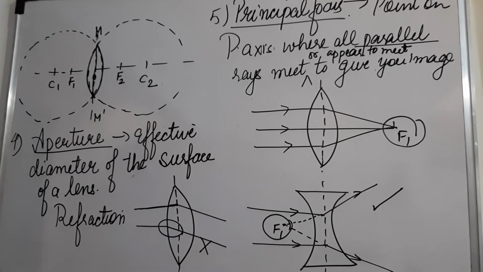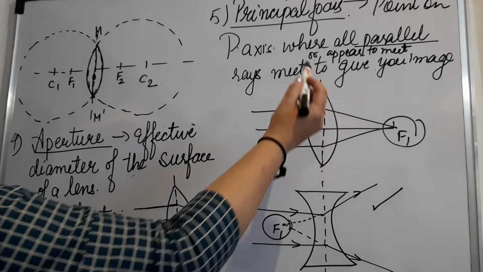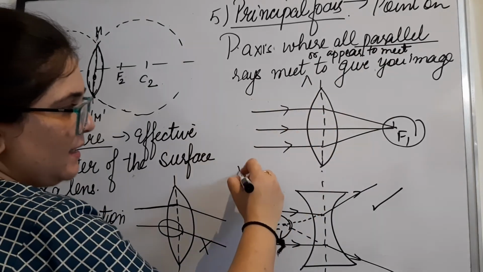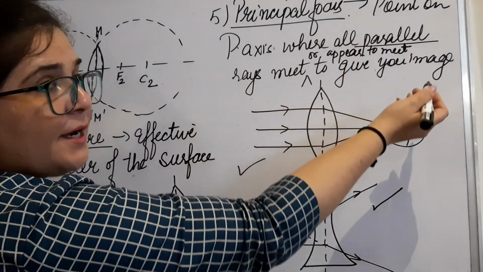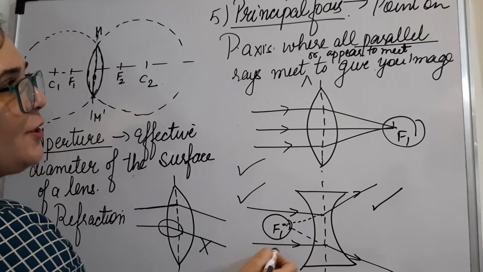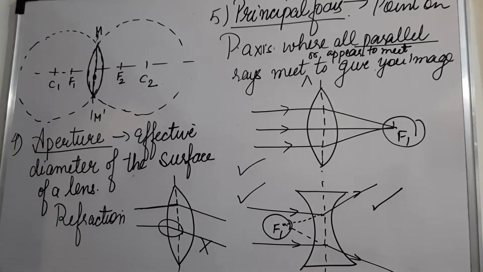Again, what is principal focus? It is a point on the principal axis where all the parallel rays meet. Here exactly they are meeting, or appear to meet, like here in this case appear to meet, to give you the image. So that's the principal focus.